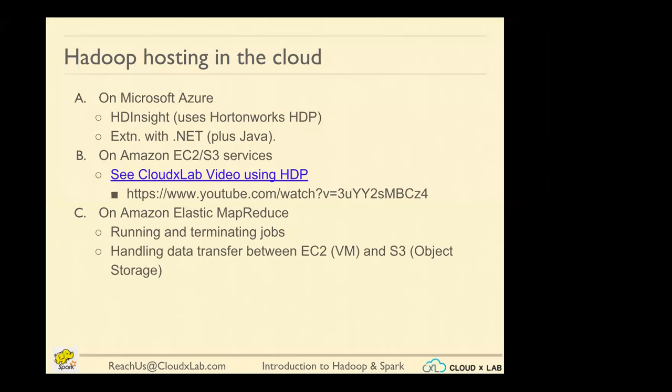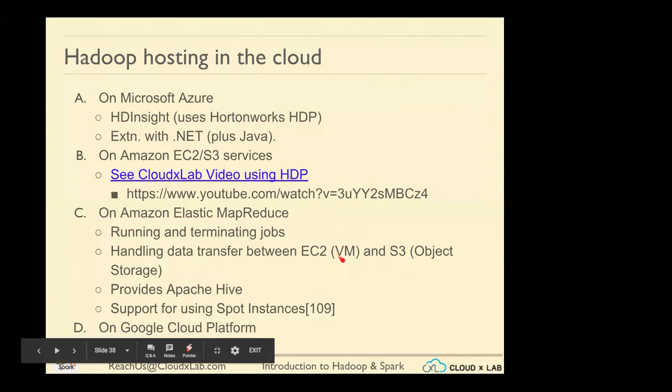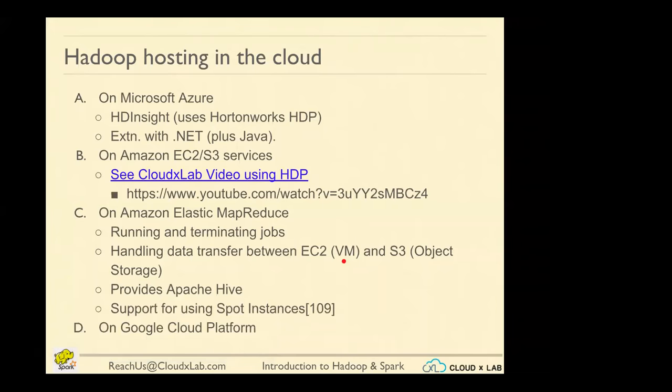It is great for transferring data between EC2 and S3. It also provides Apache Hive in the same way. It supports spot instances. Spot instances in AWS are something you can instantaneously acquire and they can disappear. These are really low cost instances. Or you could do the same thing on Google's cloud platform. So basically, this is how you could host it on the cloud. Hive, we will talk about. Hive is a way of processing your data using SQL, and internally the work is divided among many computers.